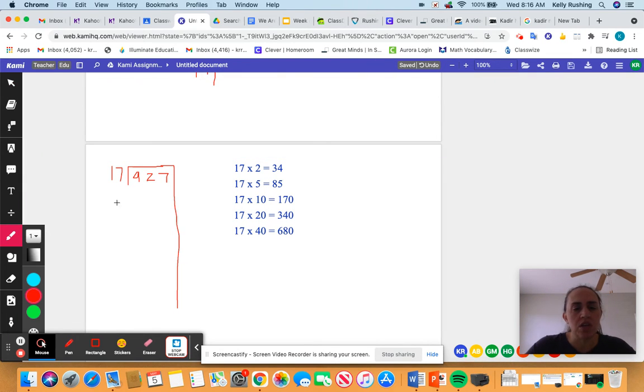All right, so then the next step is to think about using my facts list to get as close to this 927 as I possibly can. So I'm going to look at the products of the facts on the list and pick the one that's going to get me as close to 927, which is 17 times 40. I already have my 17 right here, and remember, we're constantly thinking about 17 times whatever number it is that I put over here. So 17 times 40 is 680. I go ahead and put my 680 here, and then I subtract.